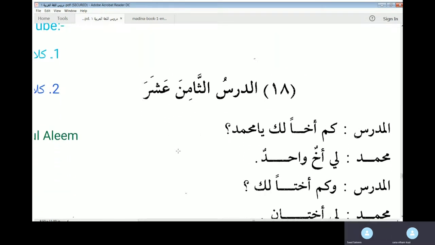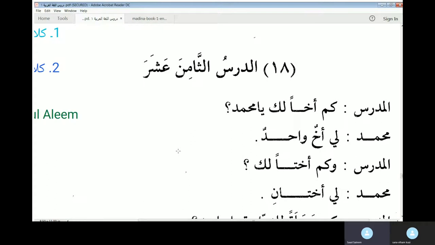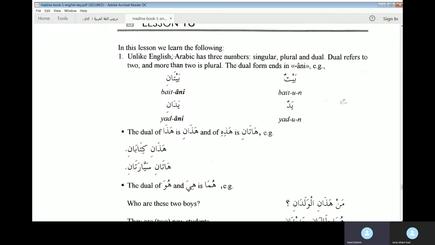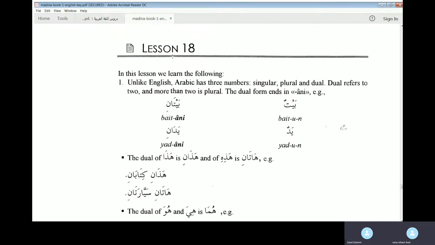Next we have a new lesson. Inshallah we'll start next time. Or if you want to study, we can start it today also. May we start it? Okay, we can start.